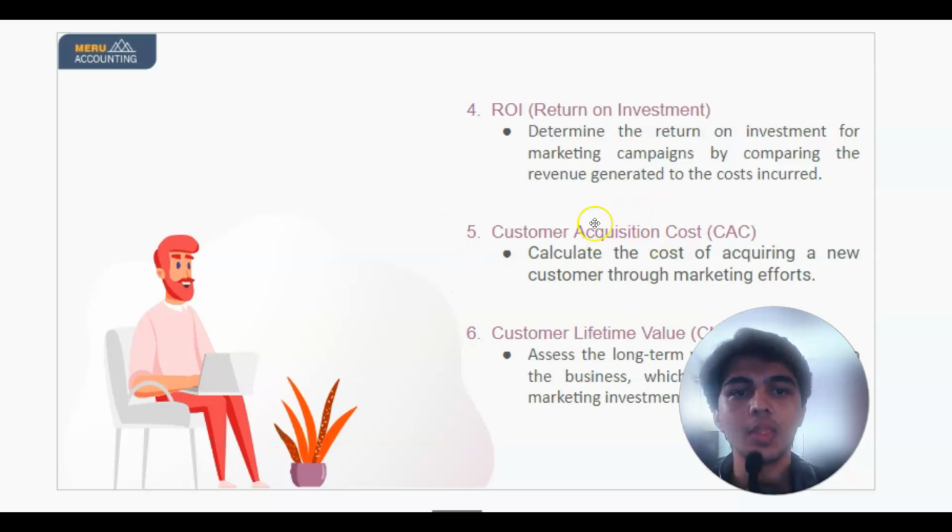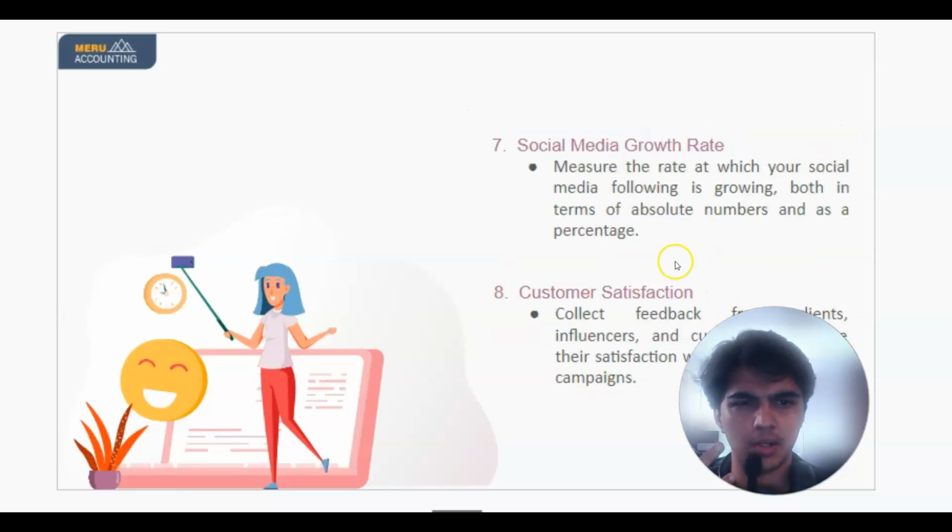This is used to see how much revenue you have been generating by putting your content on social media. Fifth is customer acquisition cost. This indicator will calculate the cost of acquiring a new customer through your marketing efforts. Next is customer lifetime value. This indicator will assess the long-term value of your customer to the business. If someone joins you, how much value are you giving them by creating that content, particularly your reel or any marketing campaign.